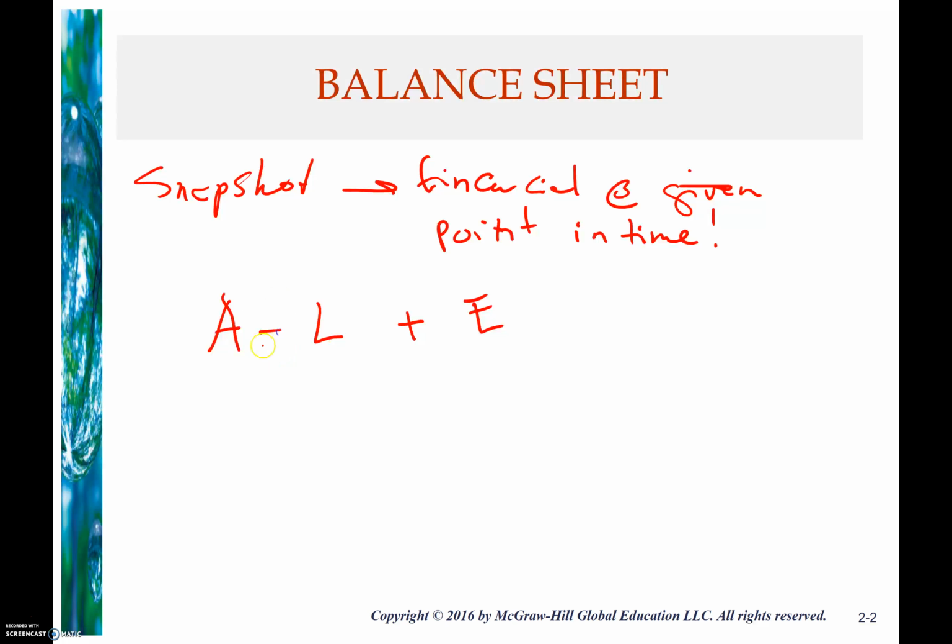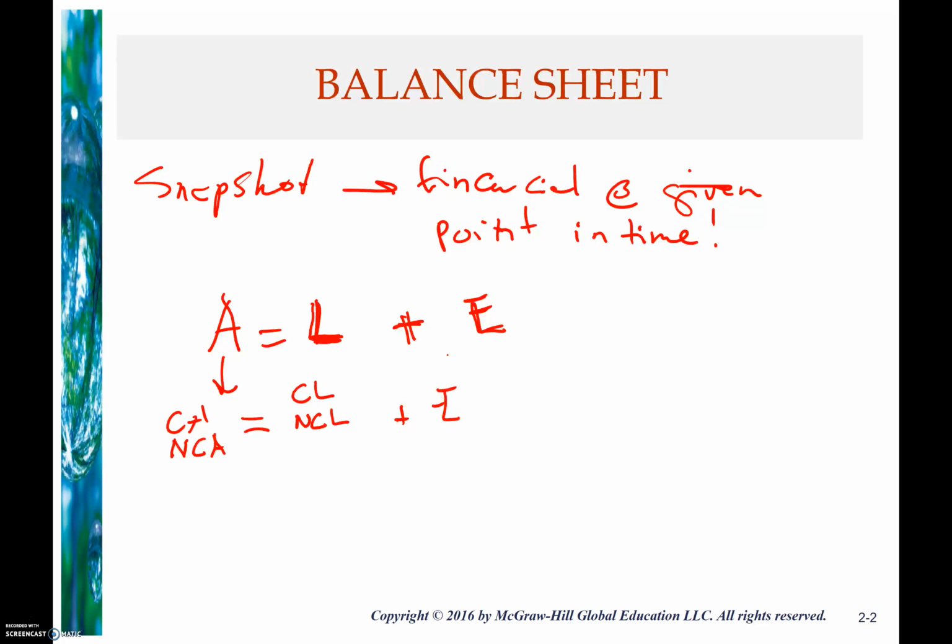In other words, the sum of your current and non-current assets must and will always equal the sum of all your liabilities, whether current or non-current, long-term liabilities, plus your equity. So your current asset and your non-current asset will always equal your current liability plus your long-term liability, plus all your equity.